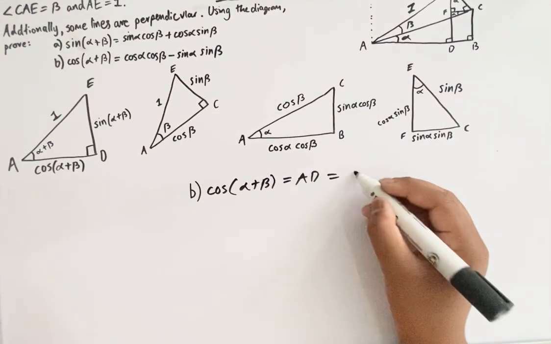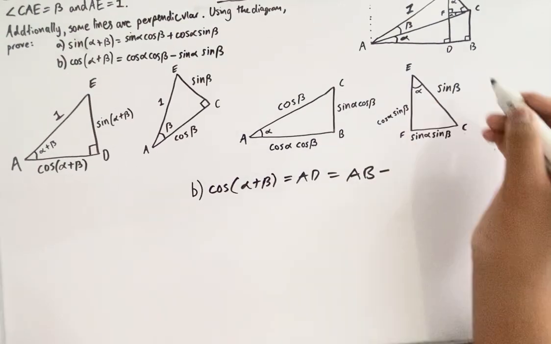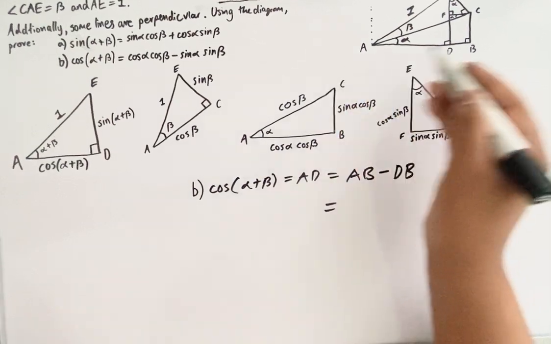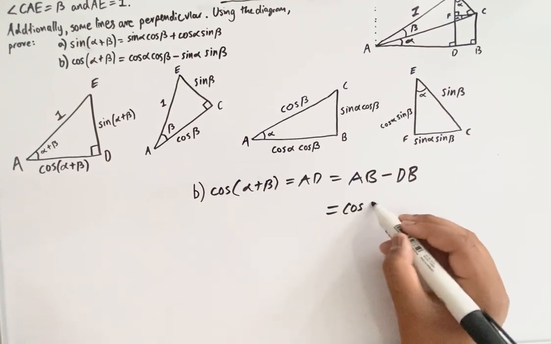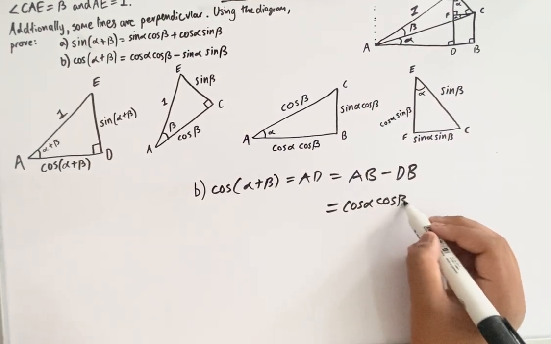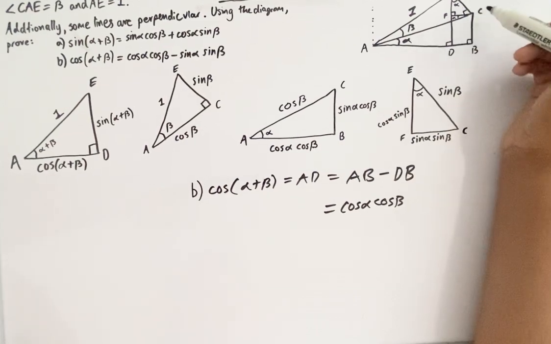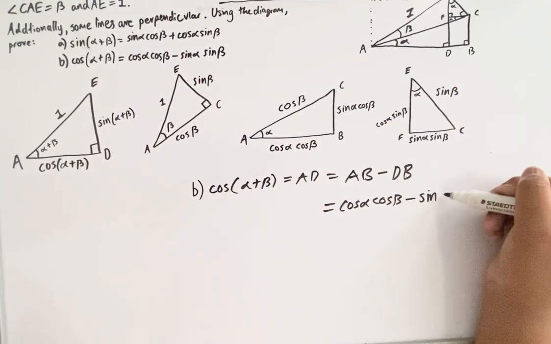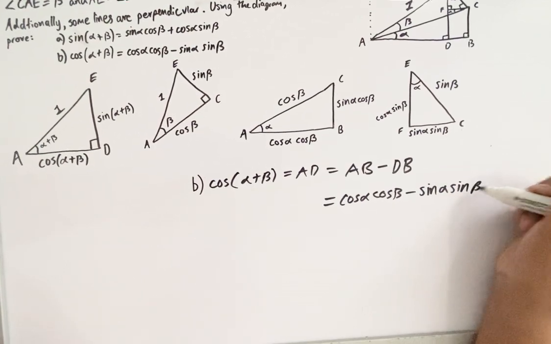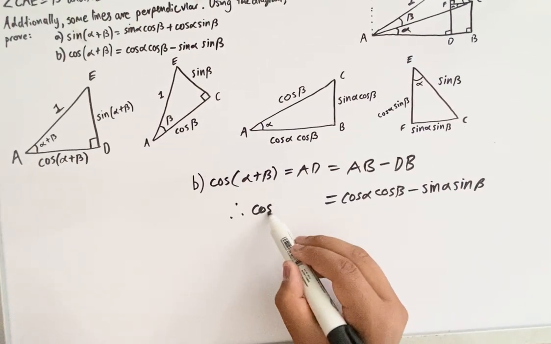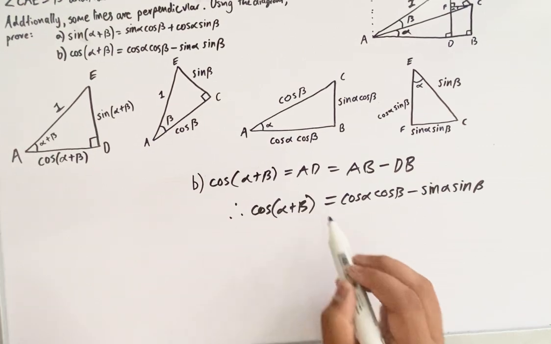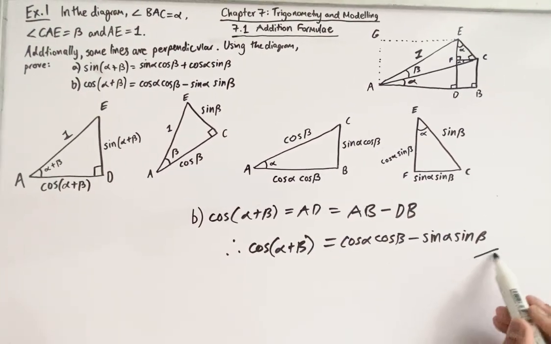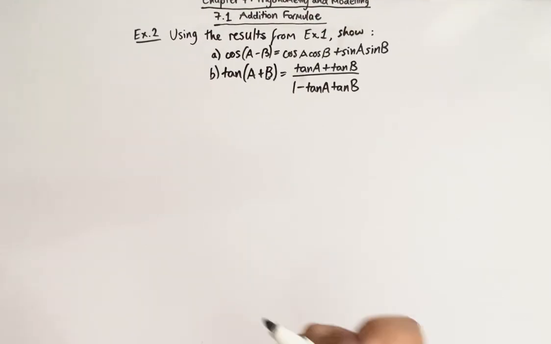For part B, we can see that cos of alpha plus beta is equal to AD, which is equal to the length AB subtract the length of DB. We know AB is cos alpha cos beta, and we know DB is equal to FC, which is sine alpha sine beta. So this is negative sine alpha sine beta. And so therefore, cos of alpha plus beta is equal to cos alpha cos beta minus sine alpha sine beta as required. Let's do another example.